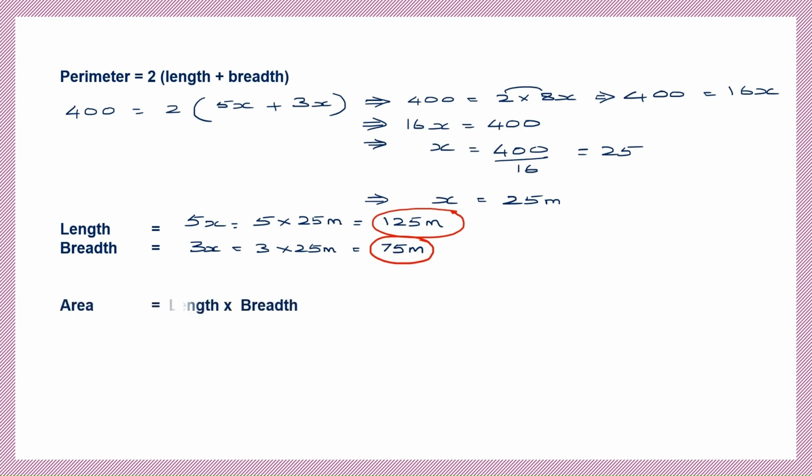Now we have to find the area by using the formula length into breadth. So the length is 125 meters into breadth, and breadth is 75 meters. So let's multiply 125 into 75. That is 9,375 and the unit is meter square. So we have found the area. Area is 9,375 meter square.